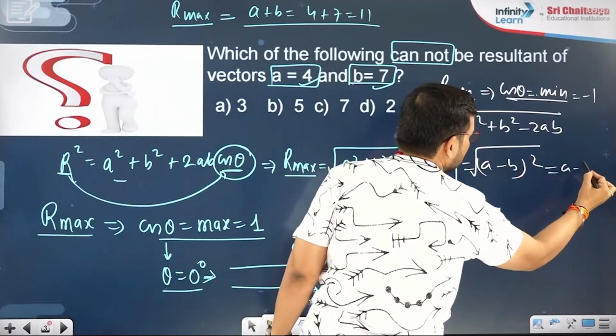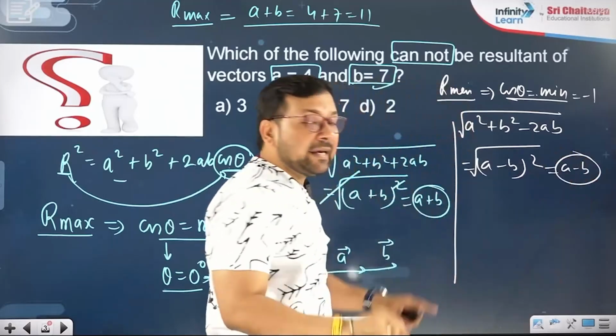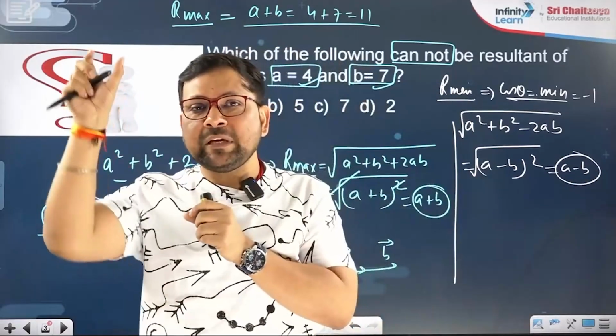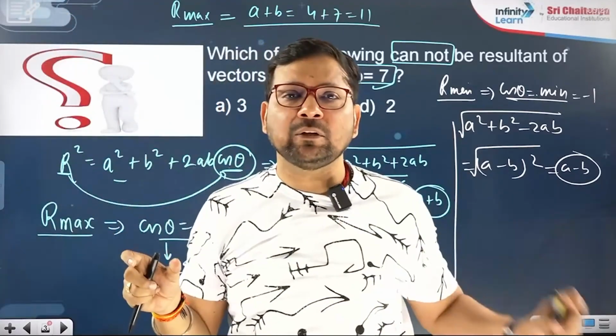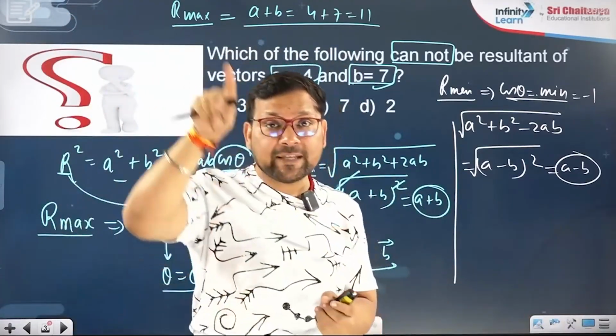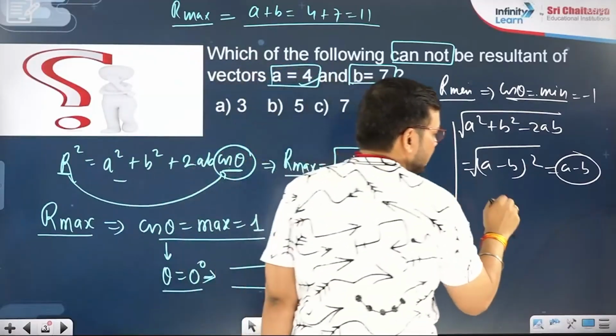What are we getting, children? A minus B. So the resultant of any two vectors has two limits: A plus B as the upper limit, A minus B as the lower limit. These are the two values. Any value you want has to be in this range, A minus B to A plus B.